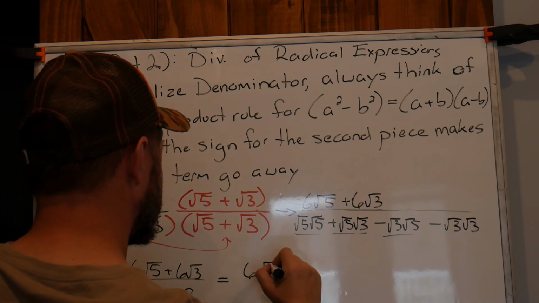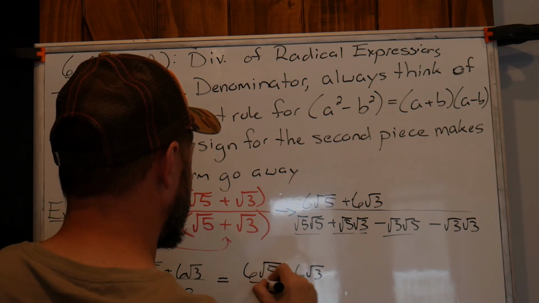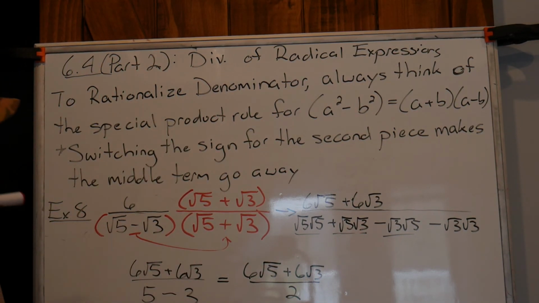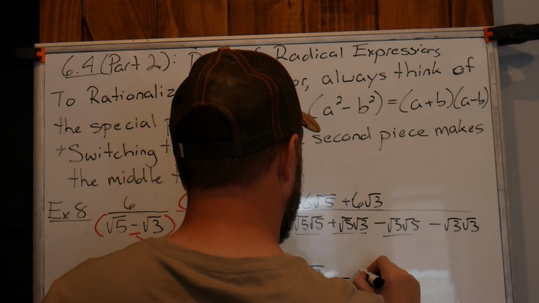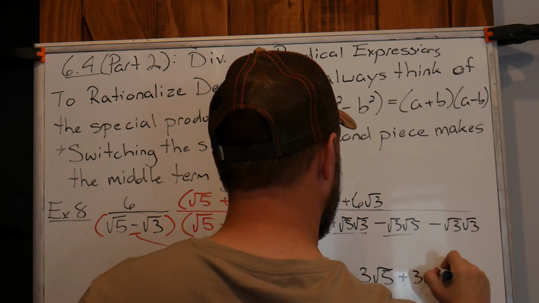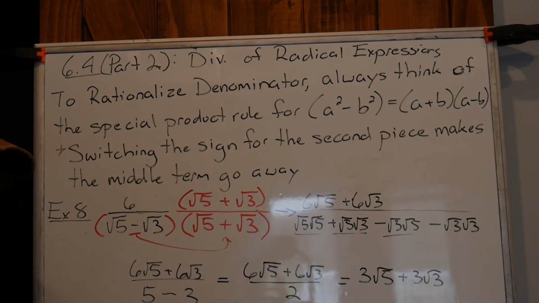So now I have 6 square root of 5 plus 6 square root of 3 all over 2. It just so happens 2 divides in evenly. That gives me 3 square root of 5 plus 3 square root of 3, and I cannot combine those. So I am done at that point. Hopefully you see what I did.